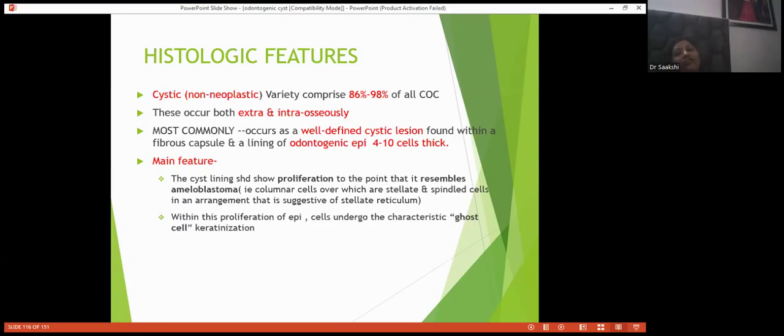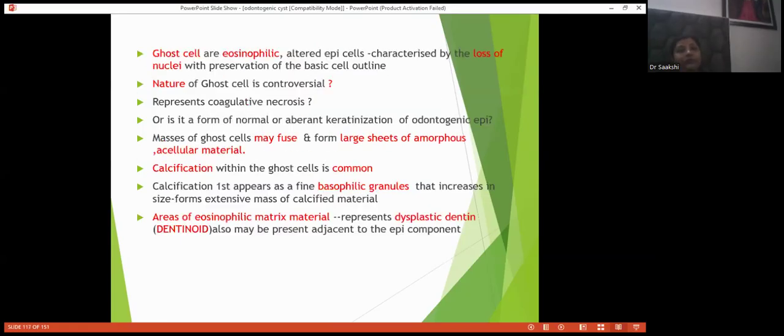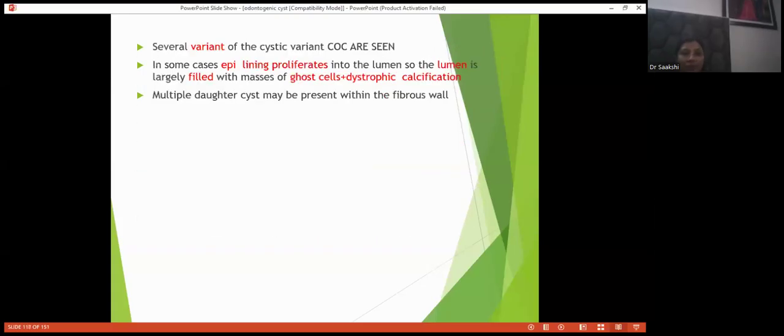Within this, the proliferating epithelial cells undergo a characteristic ghost cell keratinization. Ghost cells are eosinophilic altered epithelial cells characterized by loss of nuclei with preservation of the basic cell outline. We don't know whether it is a form of abnormal or normal keratinization of odontogenic epithelium. Calcification within the ghost cells is common. Areas of eosinophilic matrix material represent dysplastic dentine, that is dentinoid, which may be present adjacent to the epithelial component.